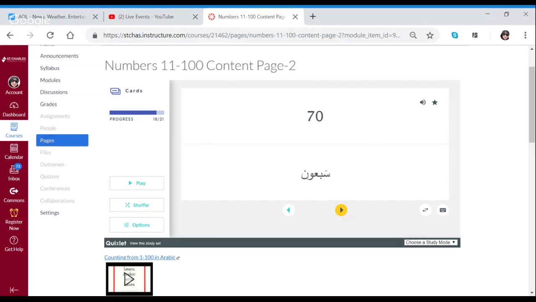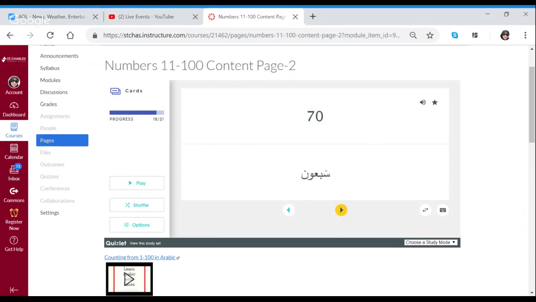How do we say 71? واحد وسبعون. Wahid wa Sabaoon. 72. اثنان وسبعون. Ithnan wa Sabaoon. 73. ثلاثة وسبعون. Good. 74. أربعة وسبعون. Good. Arba wa Sabaoon. 75. خمسة وسبعون.